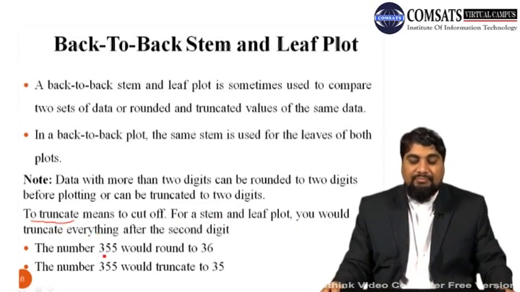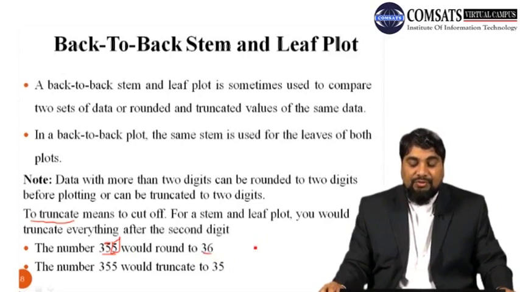So suppose we have the number 355 and we want to round it to 2 digits. In that case we will focus on this digit. If this digit is greater than or equal to 5, then we will increase the previous digit by 1 unit. So here the digit is 5. It means if we want to round this 355 to 2 digits, we will write this as 3 and then we will increase this 5 by 1 unit. So it will become 36.